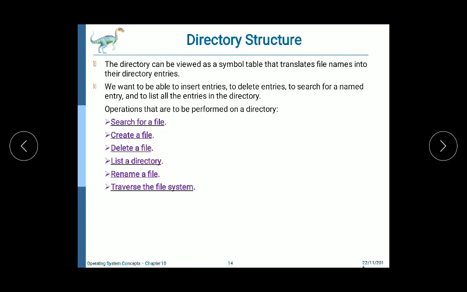Next is list directory. We need to be able to list the files in a directory and the contents of the directory entry for each file in the list. Rename a file. This is required because the name of a file represents its contents to its users. We must be able to change the name when the contents or use of the file changes. Renaming a file may also allow its position within the directory structure to be changed. Last one is traverse the file system. We may wish to access every directory and every file within a directory structure.